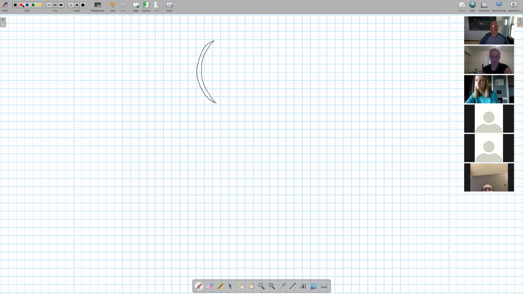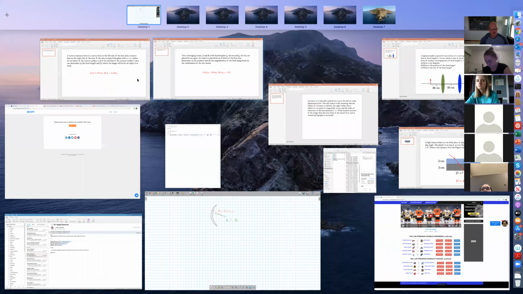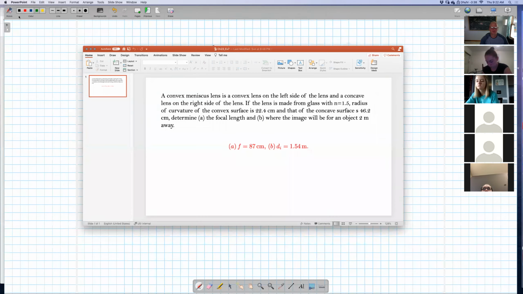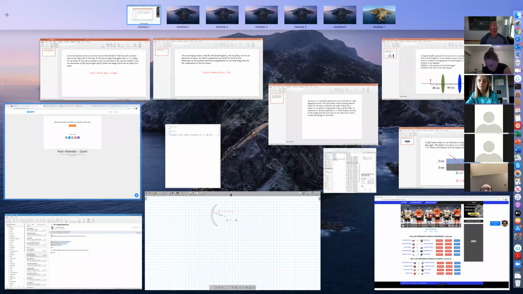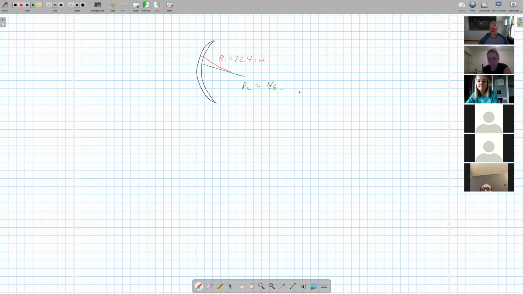Now, what it's telling me is that the radius on the left-hand side, R1, is equal to 22.4 centimeters. And the radius for the right-hand side, which is this one, R2, is equal to 46.2 centimeters. So what this means is that when we use our Lensmaker equation, R1 is positive, but R2 is actually going to be negative because it's going on the wrong side.